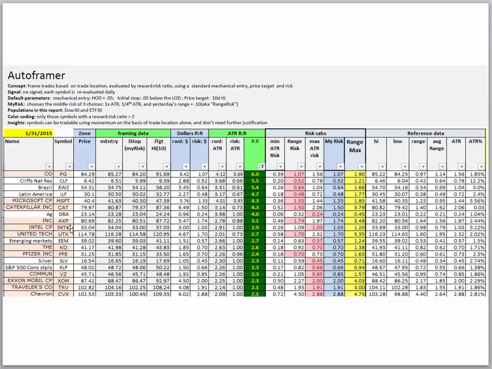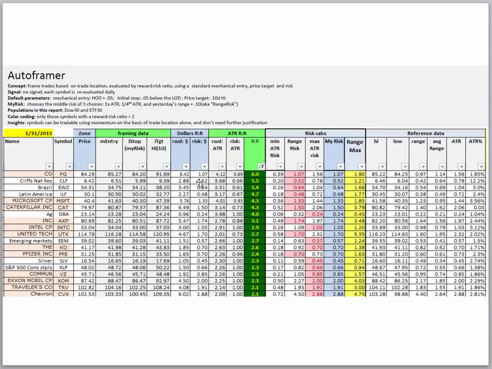Cliffs is one of those, and here is why. Cliffs Natural Resources is CLF. It's in second position. On Friday, it closed at 6.42. The high of the day, looking at reference data, was 6.46. So 5 cents above that would give us a mechanical entry at 6.51. 5 cents below the daily low would be 5.99, so it's a 52-cent risk. The test of the 10-day high would get it up to 9.39, and that's $2.88.